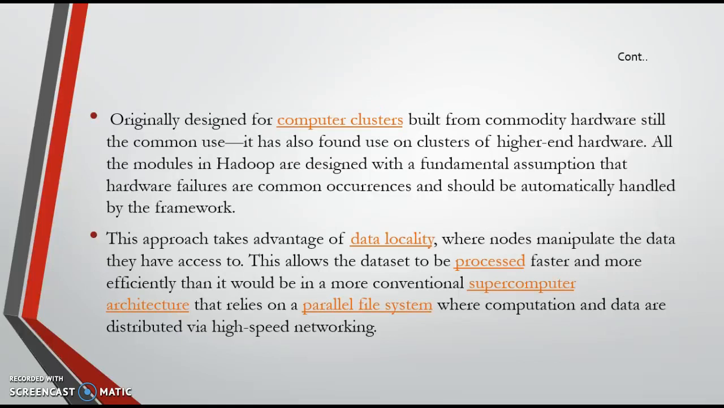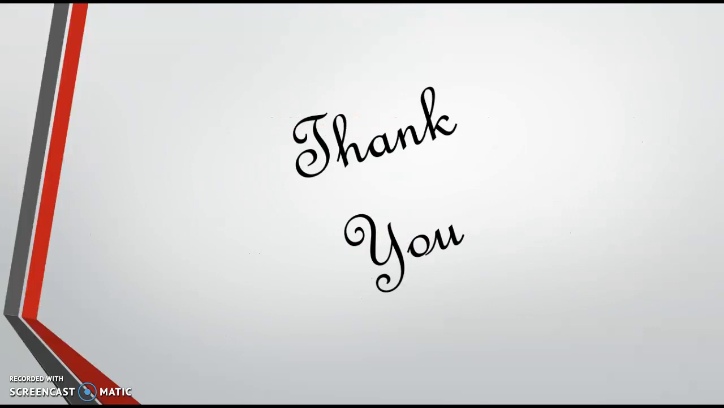This approach takes advantage of data locality, where nodes manipulate the data they have access to. This allows the data set to be processed faster and more efficiently than it would be in a more conventional supercomputer architecture that relies on a parallel file system, where computation and data are distributed via high-speed networking.